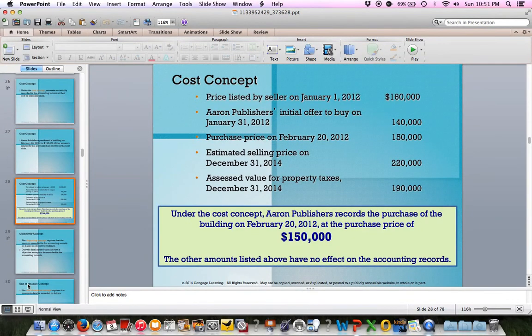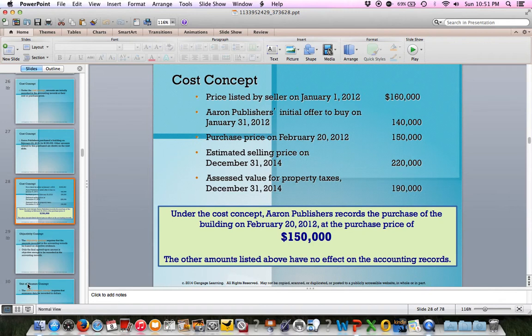If you've ever purchased real estate, you know that you negotiate a price, but there's more to it than just that. And so you can see here they've got some information regarding the purchase. Now it says under the cost concept, the purchase price is $150, and the amounts listed in the blue up above the $150 in this example are just basically other information though.